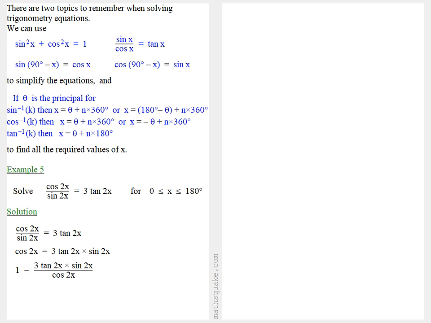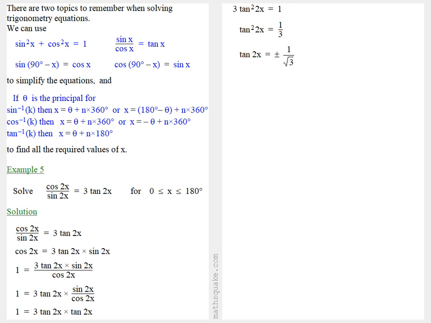And we can write that as 1 equals 3 times tan 2x times sin 2x over cos 2x. But sin 2x over cos 2x is equal to tan 2x, and so we end up with 1 equals 3 times tan 2x times tan 2x, or we can write that 3 times tan squared 2x equals 1. Which means tan squared 2x is equal to a third, or if we take the square root of both sides, we get tan 2x is equal to plus or minus 1 over the square root of 3.